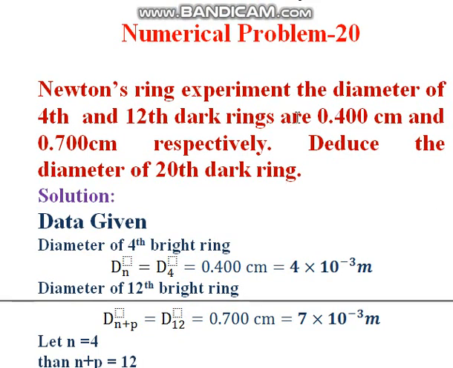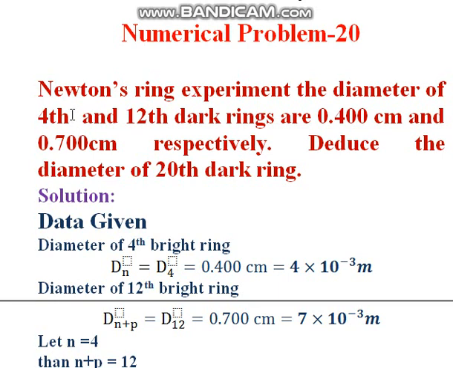In the Newton's ring experiment, the diameters of the 4th and 12th dark rings are 0.4 cm and 0.7 cm. Find the diameter of the 20th dark ring. So two diameters are given, and one diameter, that is the 20th dark ring diameter, is asked. Here the lowest diameter is the 4th.